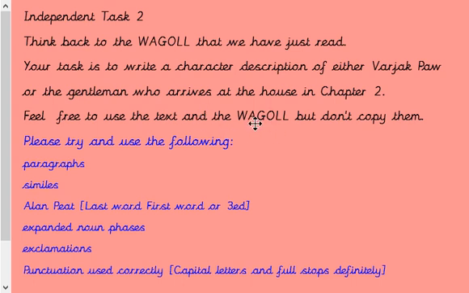And of course, we always say, use the Waggle, magpie ideas from the Waggle. The only thing we ask is that you don't copy whole sentences from the Waggle, okay? But feel free to take ideas from it, feel free to steal description ideas from it. That's why it's there to help. And what we're asking here, I'm going to put at the bottom here, please try and use the following. We've got paragraphs, similes, Alan Pete sentences, expanded noun phrases, exclamations, and I'm asking, this is an absolute must, please use your punctuation correctly. Capital letters and full stops need to be definitely used properly.